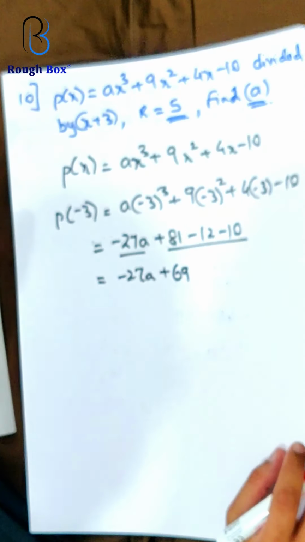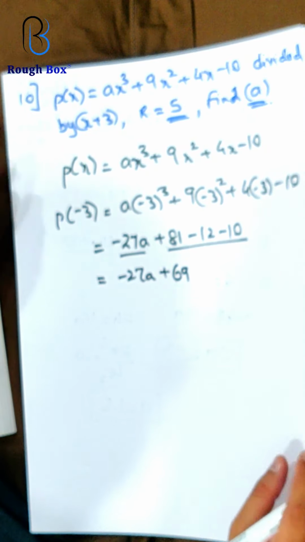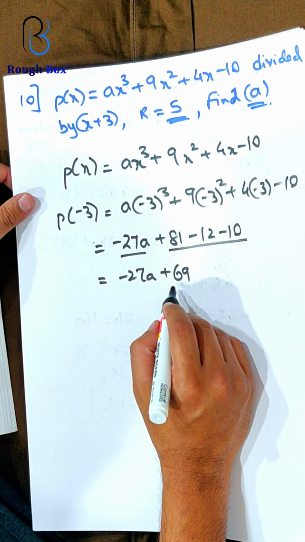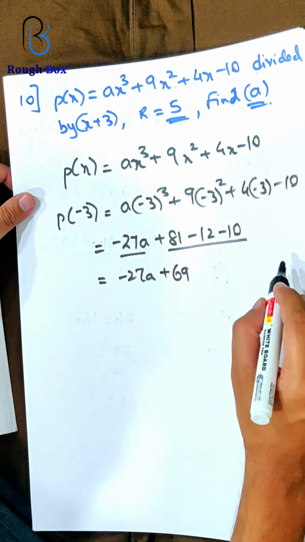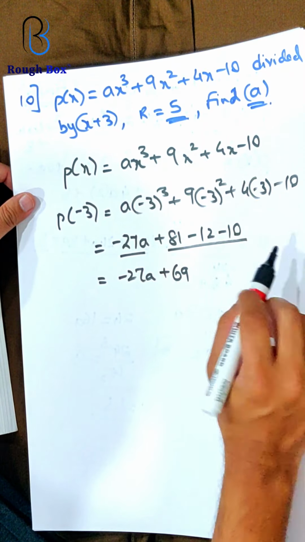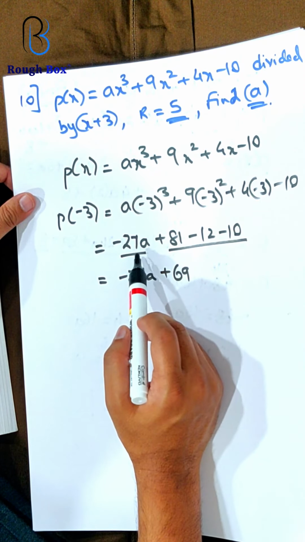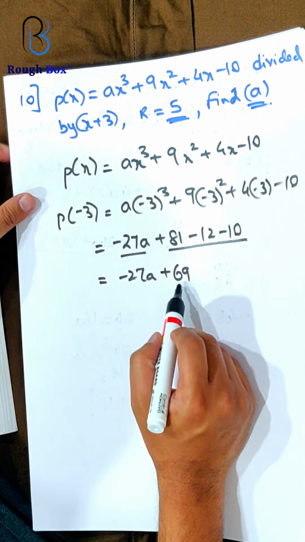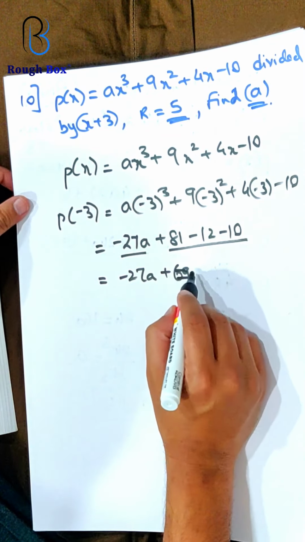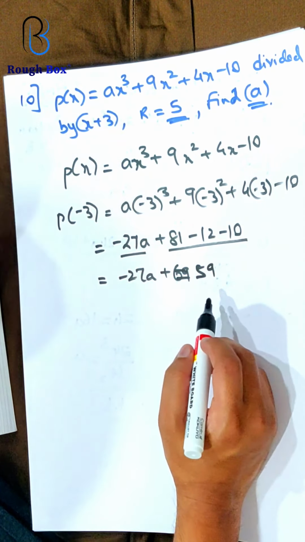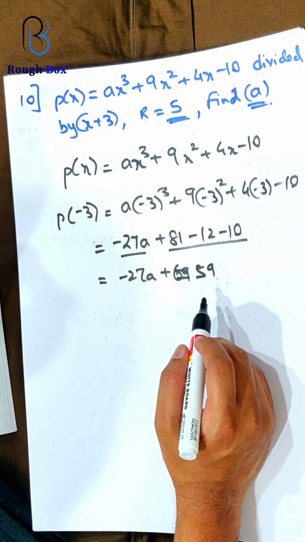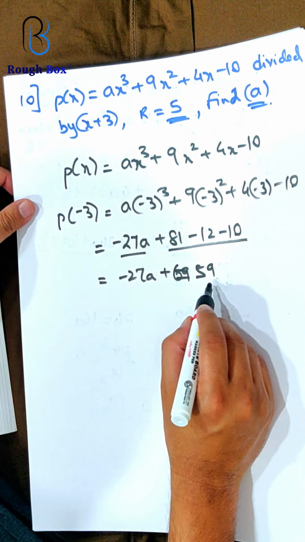69, 79, 89. Oh, 59. Wait, we'll have to check. 22. 59, 69, 79, 80, 81. Correct. Now this is your remainder.